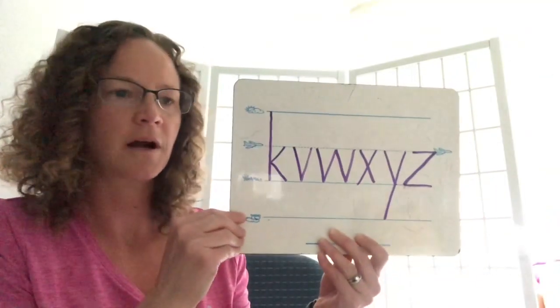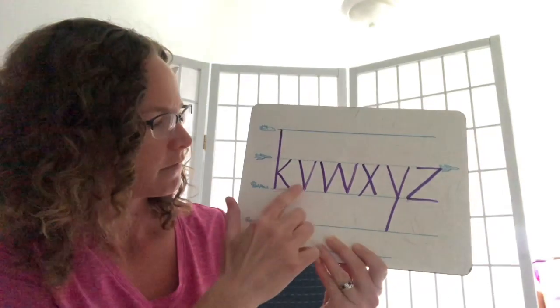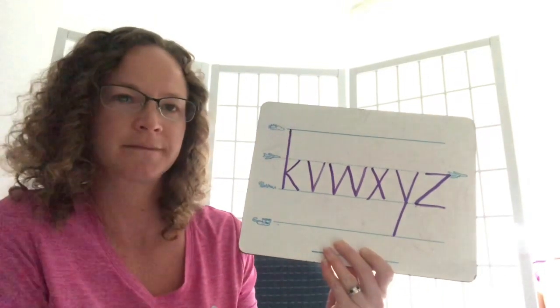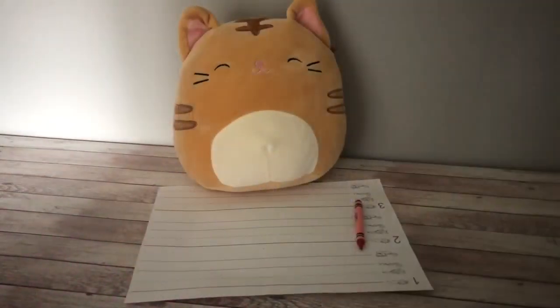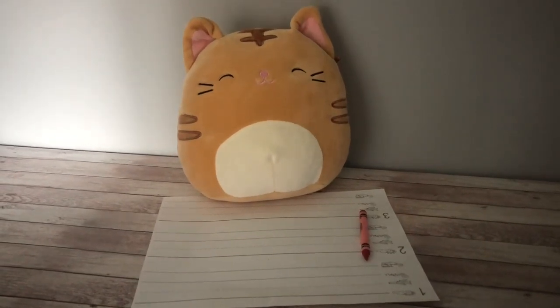So these are the letters that we'll be working on when we play Letterland today. K, V, W, X, Y, and Z. So what do you think, Mr. Fufu? Can you do it? That doesn't seem so bad. I think I can do it.